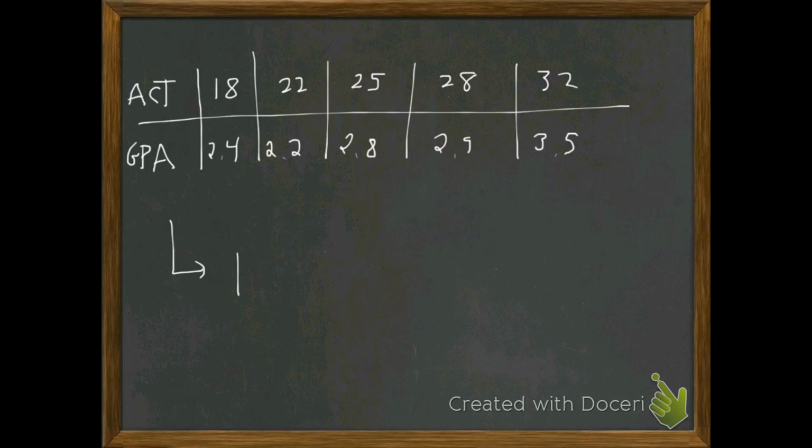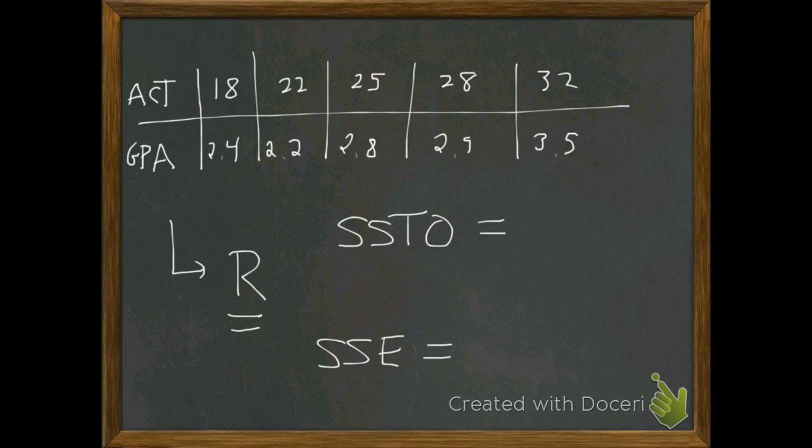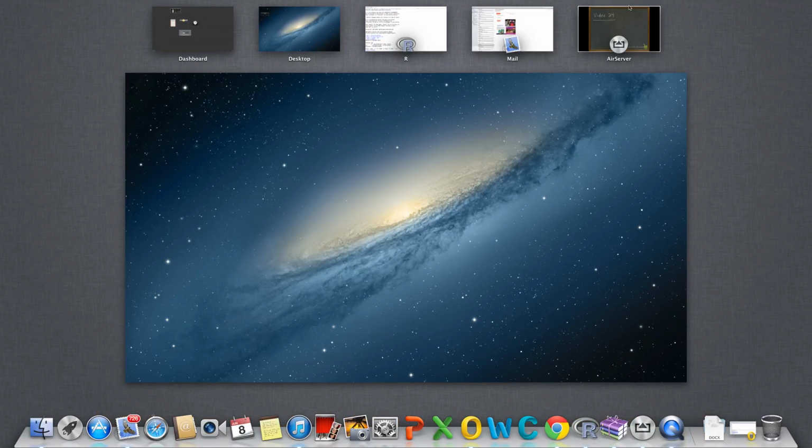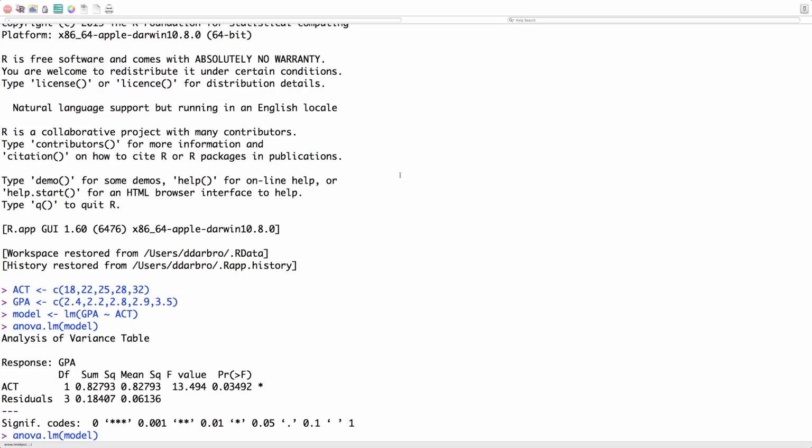So guys, what I want to do now is go over to R. And what I'd like to do here is just calculate the sum of squares total and the sum of squares for the error. Now this is really easily done in your TI-84 calculator, but I'm going to use R, and it's easily done in R too.